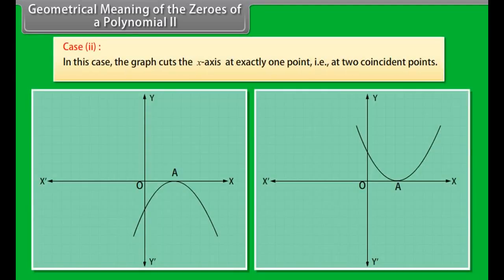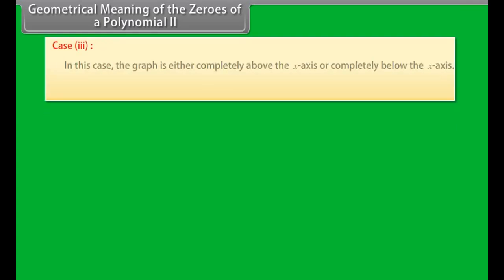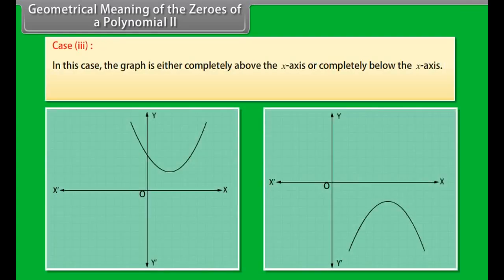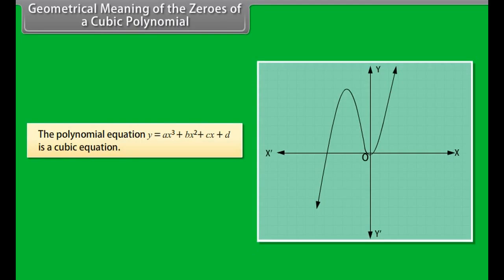Case 1. In this case, the graph cuts the x-axis at two distinct points A and A dash. So the two zeros of the quadratic polynomial ax square plus bx plus c in this case are the x-coordinates of A and A dash. Case 2. In this case, the graph cuts the x-axis at exactly one point, that is, at two coincident points. The 2 points A and A dash of case 1 coincide here to become one point A.